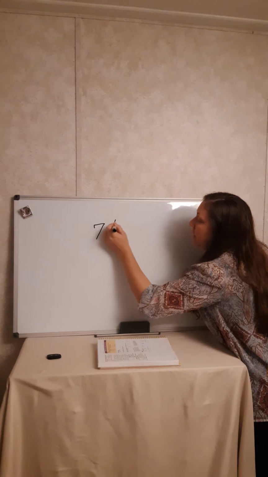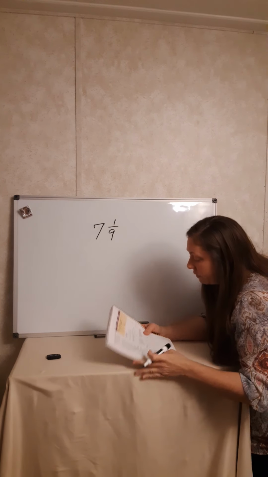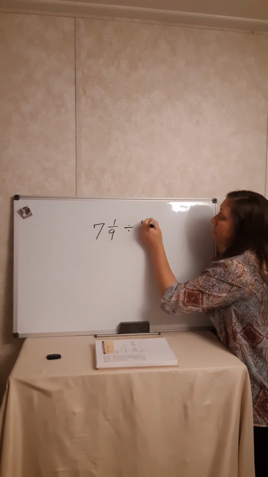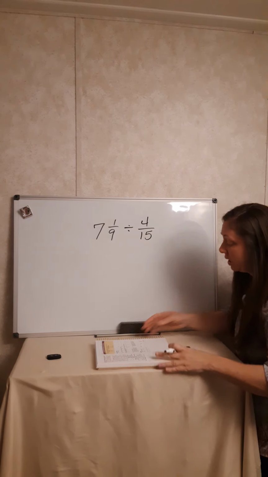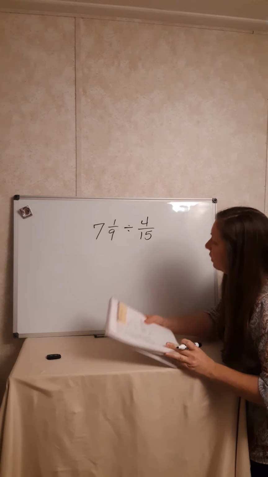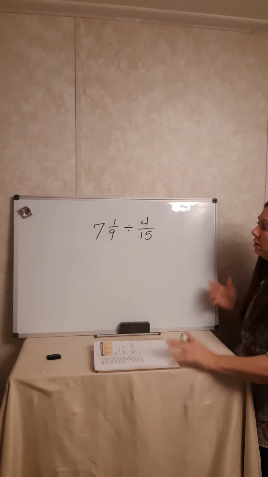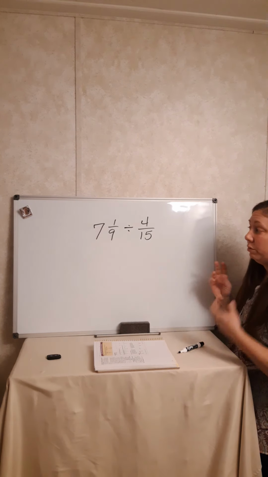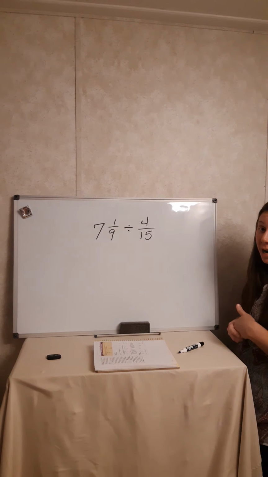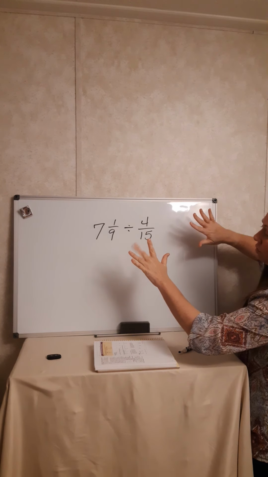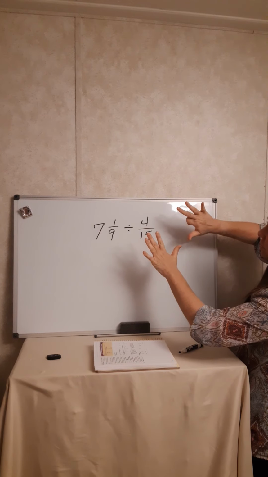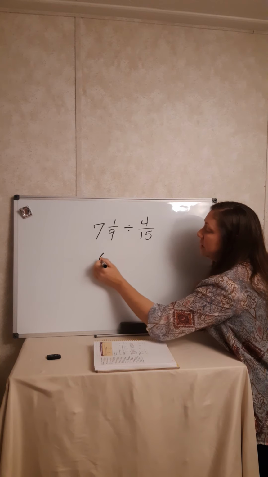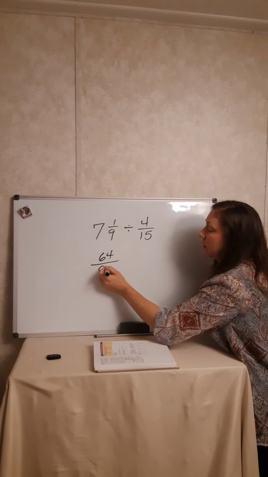So 7 1/9 divided by 4/15. Let me check myself, make sure I'm correct there. Yes, 4/15. Okay, 9 times 7. What would 9 times 7 give us? For some of you who are not as fast with your multiplication, I would practice them. Okay, but your 9 times 7 gives you 63. So 9 times 7 is 63, plus 1 would give you 64 over 9.